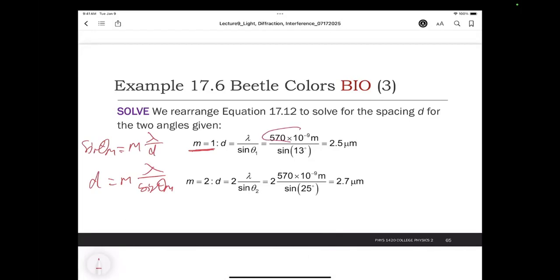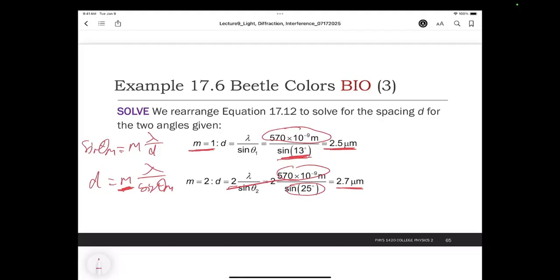We know lambda equals this one, and sin of 13 degree, and then we can calculate the distance is 2.5 μm, am I right? And for m equals 2, don't miss that m is 2, and lambda is the same thing, and sin 25, and then we got 2.7 μm, am I right?